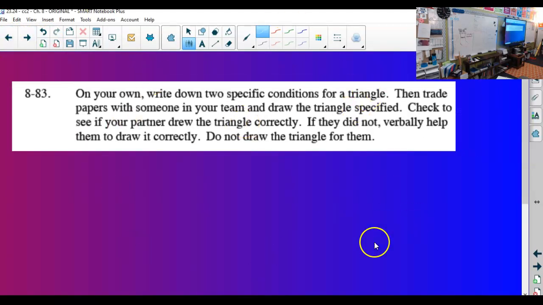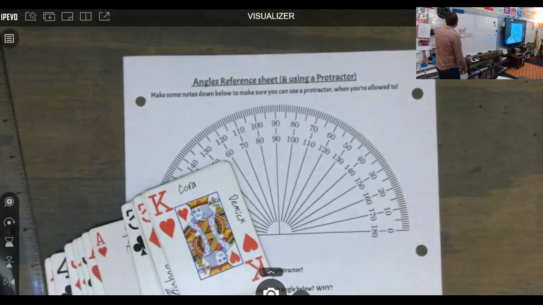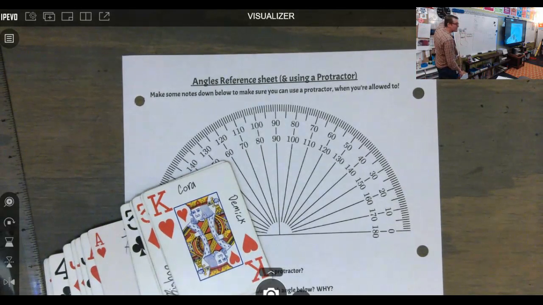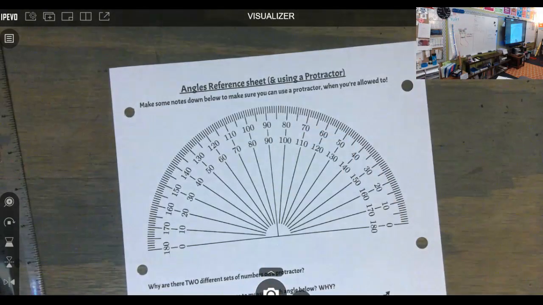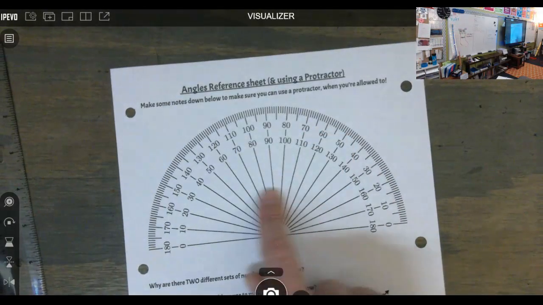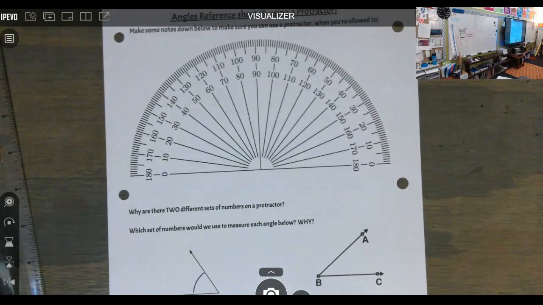Let's go to your reference page. Friends, advice from previous students: just pretend he's funny. We're going to make some notes about our protractor. You might end up wanting a highlighter or two, and I think all your bins have at least a couple.